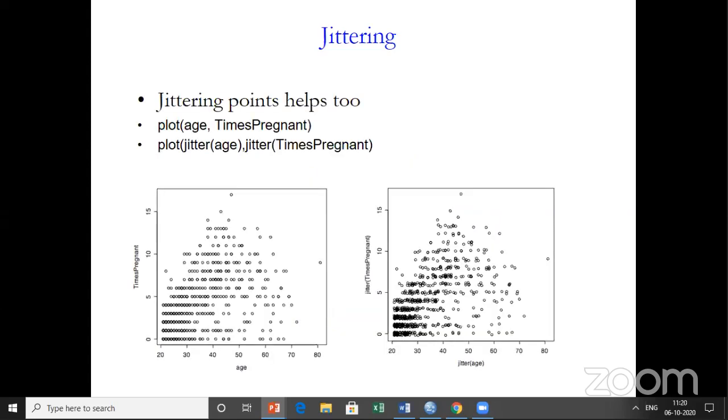Then this is a jittering plot. So how the data is initially, and then as time progresses, what uniqueness is being achieved in this. This is called jittering points. This helps mostly in medical data. As age advances, the times pregnant will be taken into consideration.